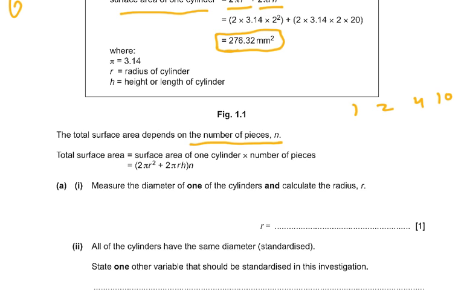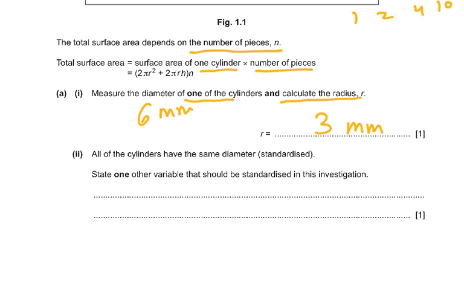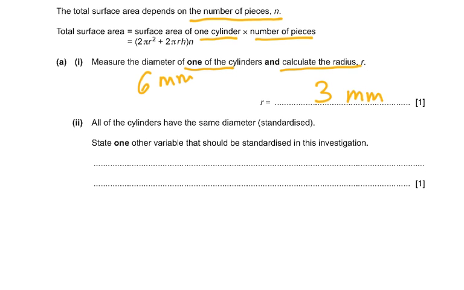So total surface area of one cylinder into the number of pieces. Measure the diameter of one of the cylinders and calculate. So the diameter was 6 millimeter, so the radius will be 3 millimeter. This is what was given to you. This is what I remember we gave to the students. All the cylinders have the same diameter.